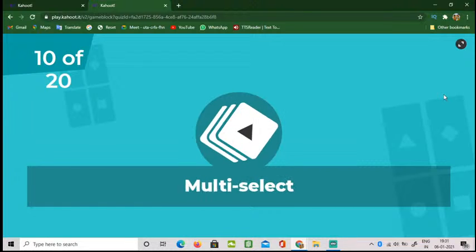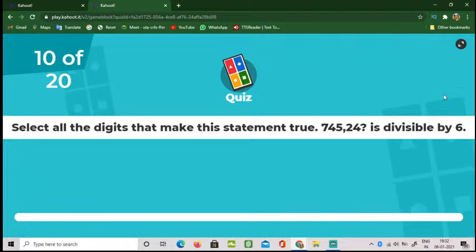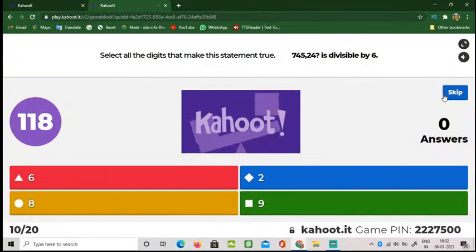Now the question is again a multi-select question. So I want you all to select the digits that make the statement true. The number is 74524. Is the number 74524 divisible by 6?